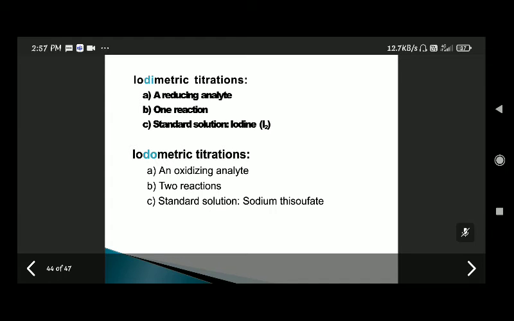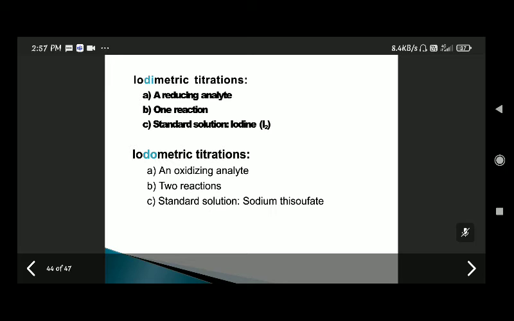159 divided by 5 is around 31.6. That will be the equivalent mass of KMnO4 in acid medium. And what about Mohr's salt? Mohr's salt molecular mass is 392.